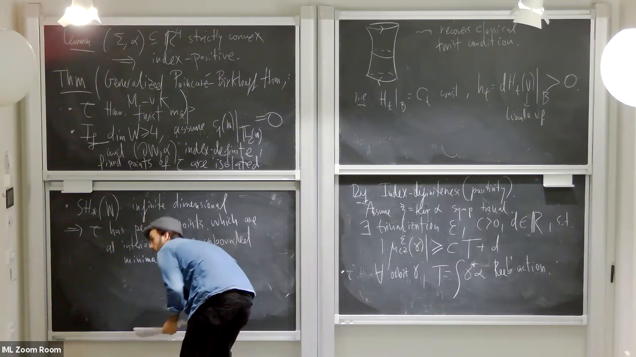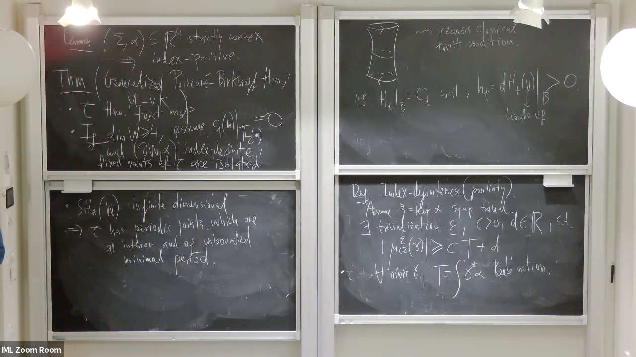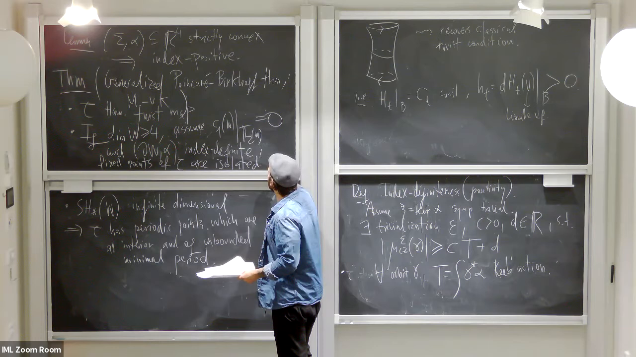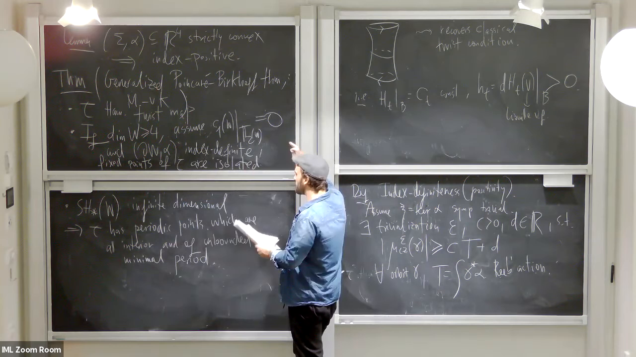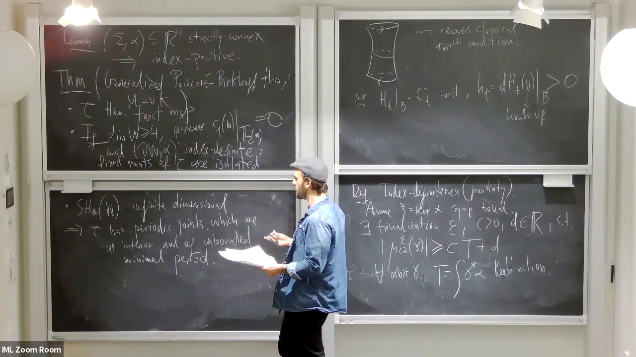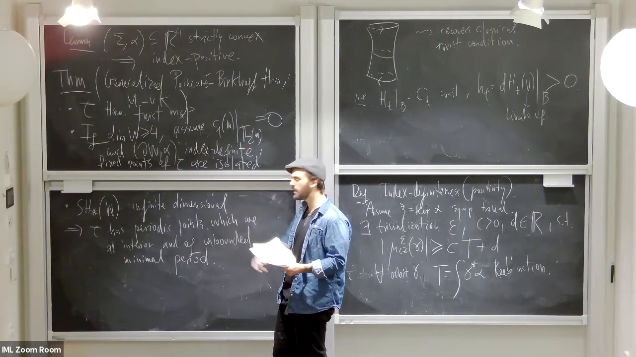So let me explain a bunch of stuff. The symplectic homology, I haven't told you what it is, and I will also not tell you. I will specialize this very general theorem to a particular case in a moment, but it is roughly some Floer theory that keeps track of critical points in the interior of W and orbits at the boundary. And I'm asking that it's infinite dimensional as a vector space.